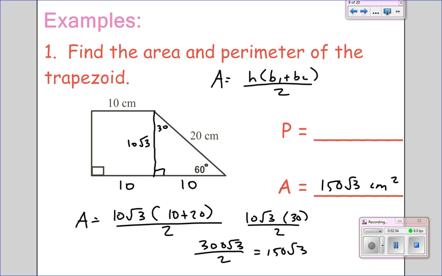Sorry, squared. Now let's go back and find the perimeter. It's going to be 10 plus 20 plus 10 plus 10, so that's 50. And then we have this side here, which will be plus 10 root 3. And of course, that's centimeters, so we put it like that. And that's how we find the area and perimeter of a trapezoid.